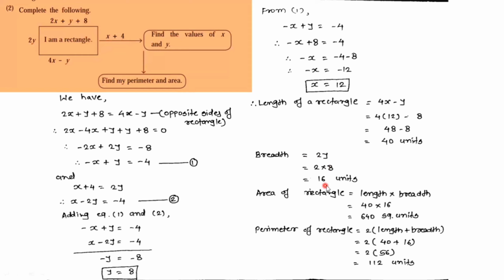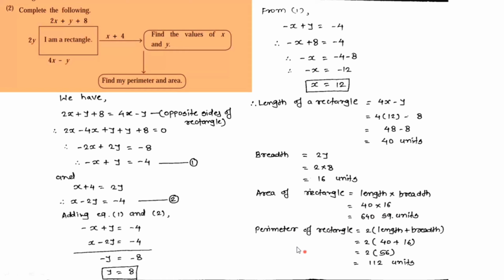So 2 into 8, that's 60. So the length of the rectangle is 40 units and the breadth is 16 units. From this, we can find the area of the rectangle, as the formula is length into breadth, that is 40 into 16, that is equal to 640 square units. So this is the area of the rectangle.